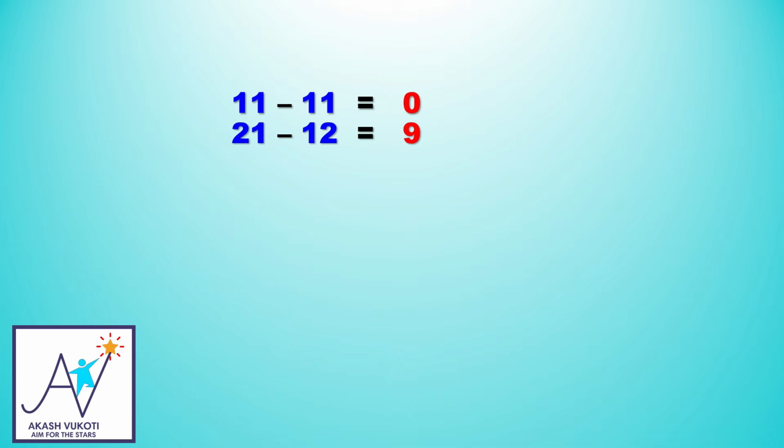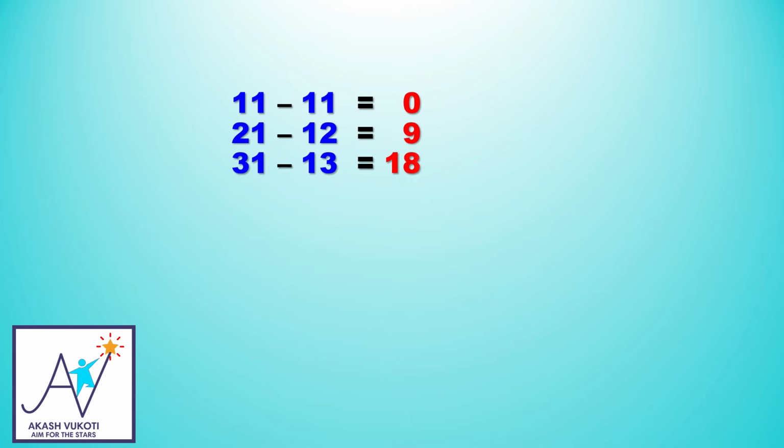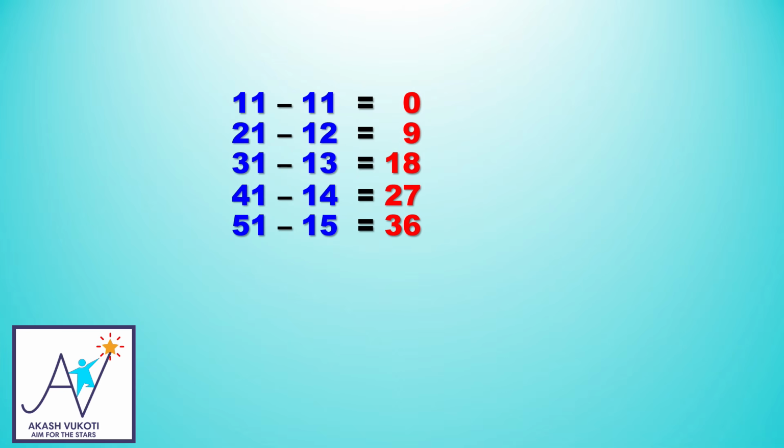Let's start off with this very simple equation. 11 minus 11 is 0. Now, that seems pretty obvious, but let's try and continue this and form a pattern. 21 minus 12 is equal to 9. Notice how the second number is just the reversed version of the first one. We can keep going down like this. 31 minus 13 is 18. 41 minus 14 is 27. 51 minus 15 is 36. 61 minus 16 is 45, and so forth.